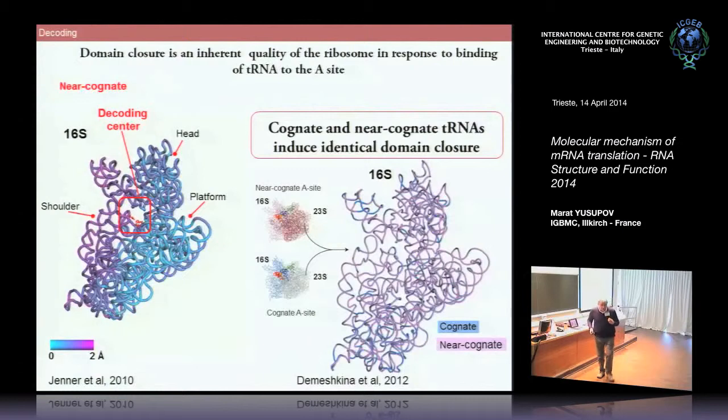At the same time, we know that the binding of tRNA in the A site changes the structure of the small ribosomal subunit. You can see here a comparison of ribosomal RNA structure in the presence or absence of tRNA in the A site. But it happens the same way for cognate tRNA, near-cognate tRNA, and even non-cognate tRNA. If we are able to put it in the A site, it will have the same type of changes.